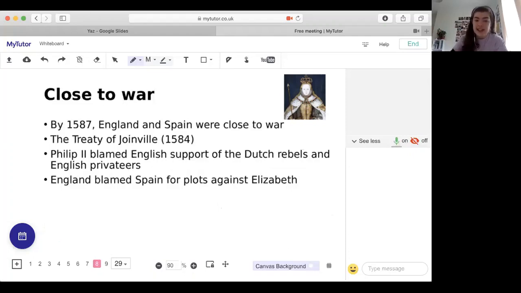By 1587, England and Spain are close to war. The Treaty of Joinville in 1584 united Catholic France and Spain against the Protestant Netherlands and England. So Philip II blamed English support of the Dutch rebels for making the situation in the Netherlands worse, and he blamed English privateers for attacks on Spanish shipping. He's quite angry with the English at the moment, and Elizabeth's government blamed Spain for a series of plots against Elizabeth. So Spain isn't blameless in this whole situation.